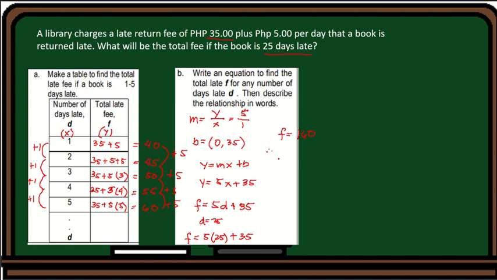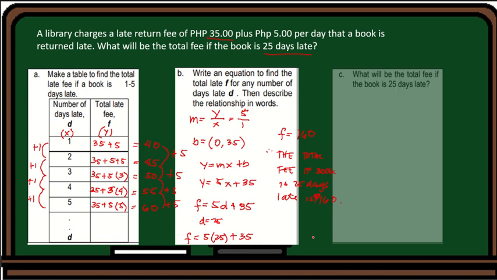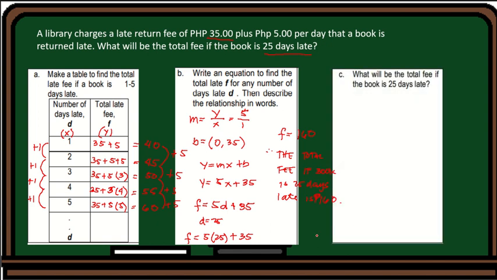So, to conclude or to finalize your answer, or to answer the question in the problem, the total fee if the book is 25 days late is 160 pesos. Now, for the geometric model, we will make use of the graph.